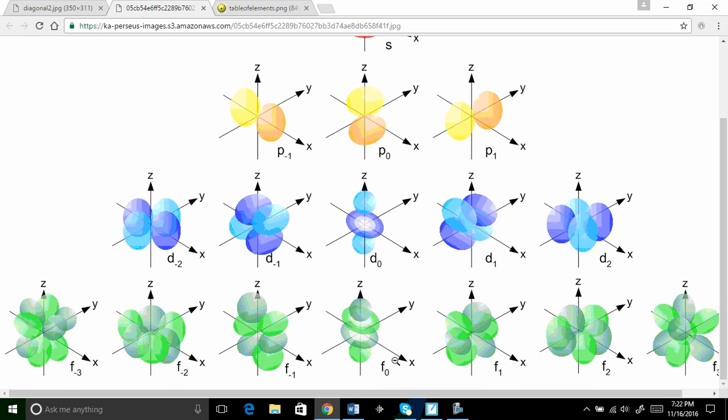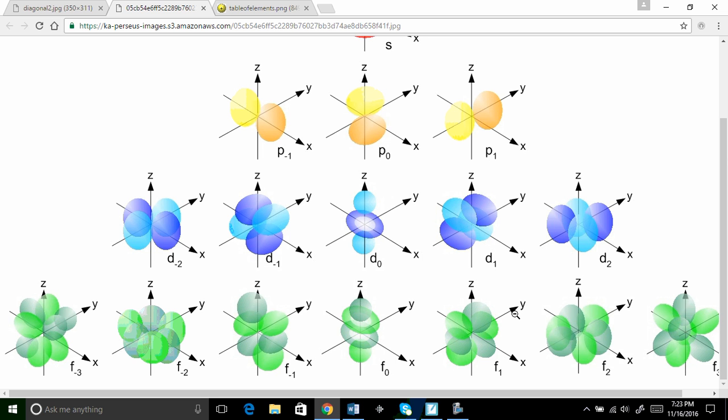And then these are the f orbitals, and these are really complicated. This f orbital looks to me like it has 1, 2, 3, 4, 5, 6, 7, 8 lobes. This one has 6 lobes. This one has 6 lobes. This has four lobes: a sphere on the top, a sphere on the bottom, and two hula hoops. These are very complicated. It's even hard to count, but I think this one has eight lobes.